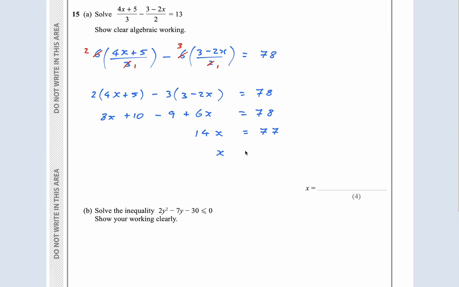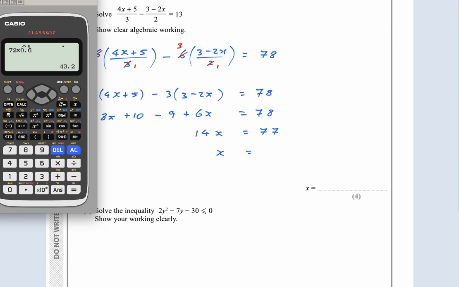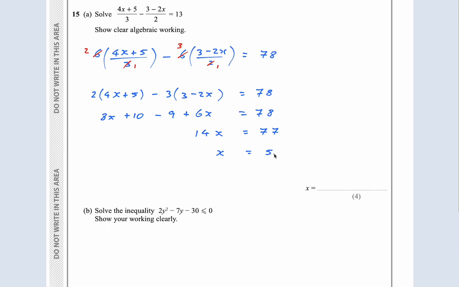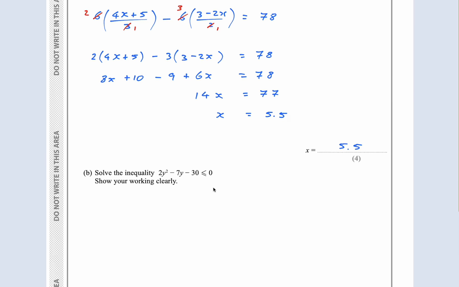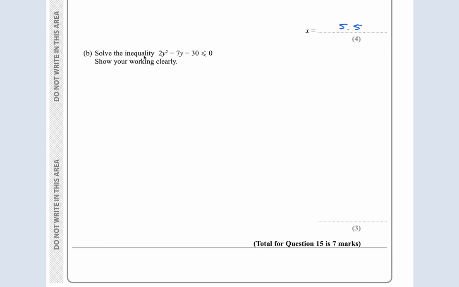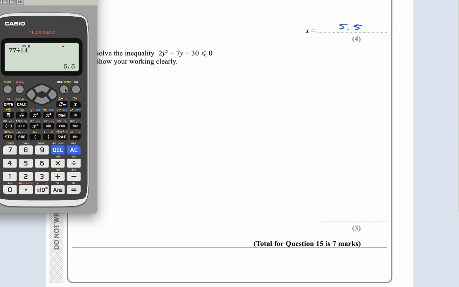And then x is 77 divided by 14. Let's just do that, guys, with the calculator. 77 divided by 14 is 5.5, which is correct. Okay, that's part A. Part B, solve the inequality. Show your working clearly. Okay, guys, so on my calculator, I can solve this, and I'm going to solve it with the calculator first.